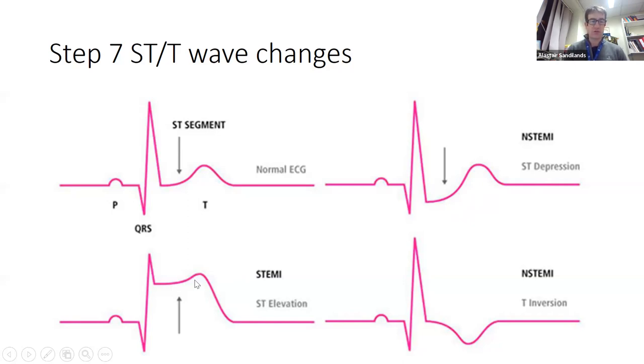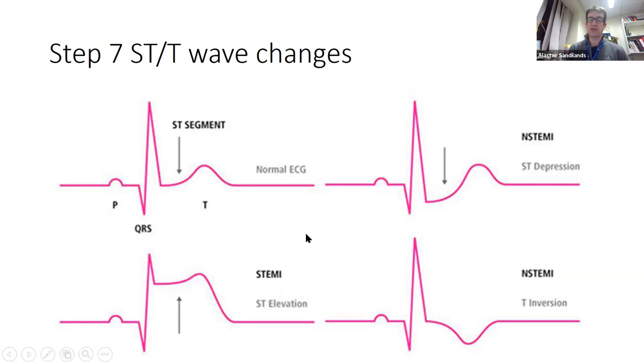We're going to go across to this one next. Now the string is pulling up the ST segment. The ST segment should be at the isoelectric line, but it's not. It's above the isoelectric line, there's elevation, signifying a STEMI. Alternatively, the ST segment here is okay, but we have a T wave that's inverted where it shouldn't be. T wave inversion is a sign of a non-STEMI.